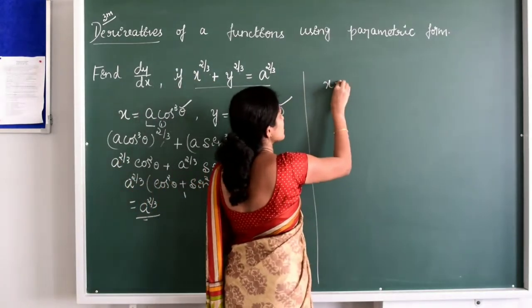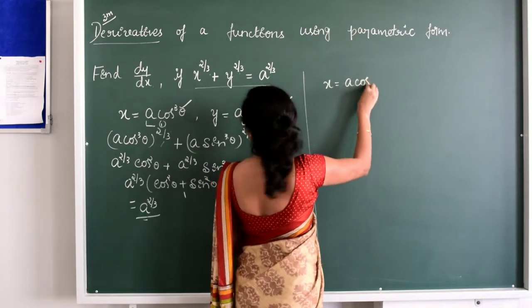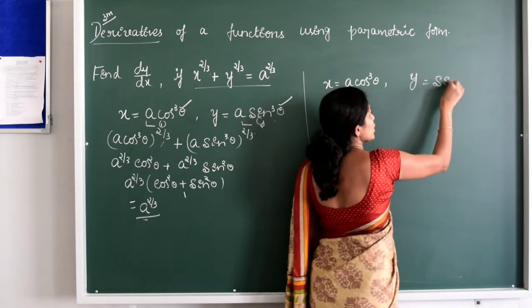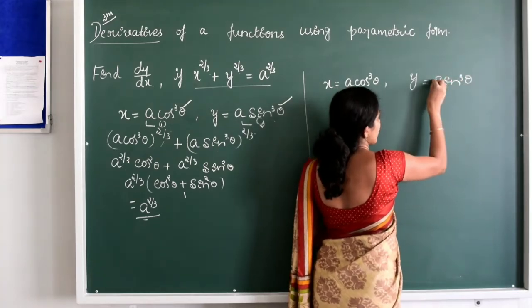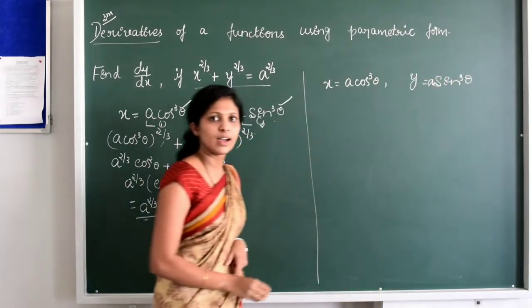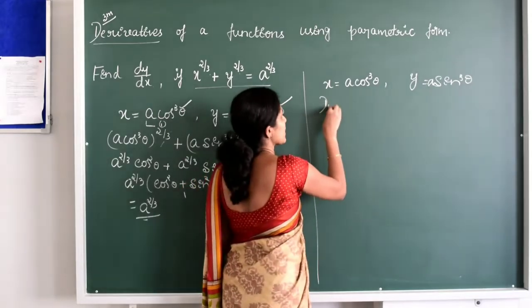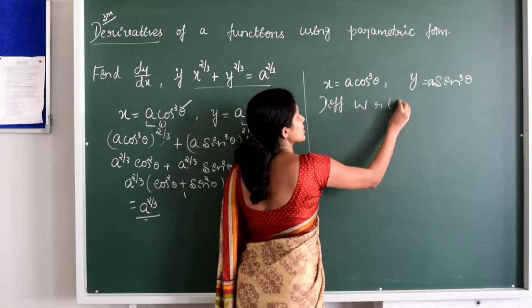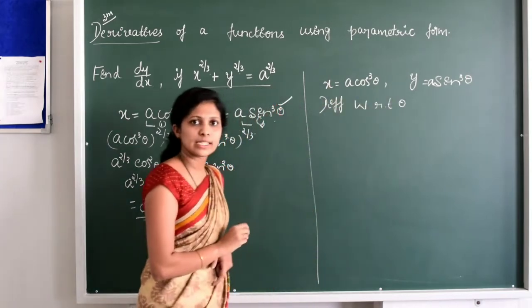It is given that x is equal to a cos cube theta and y is equal to a sin cube theta. This is the substitution we have been given. We will differentiate these with respect to theta. So what is the derivative of x with respect to theta?